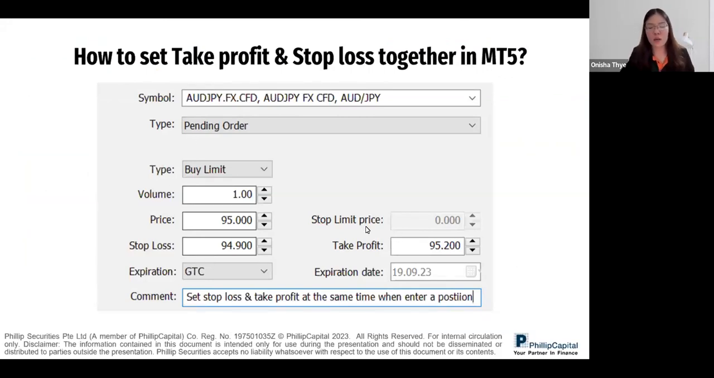So when you want to enter a position and you buy at 95 for the Australian Japanese yen pair, you set the stop loss at 94.9 and take profit at 95.2. This is very convenient for those who want to follow a trading plan that they have set, and they can set the stop loss and take profit. Here GTC means good till cancelled. So both of these orders will remain valid until either one is filled or you cancel manually.